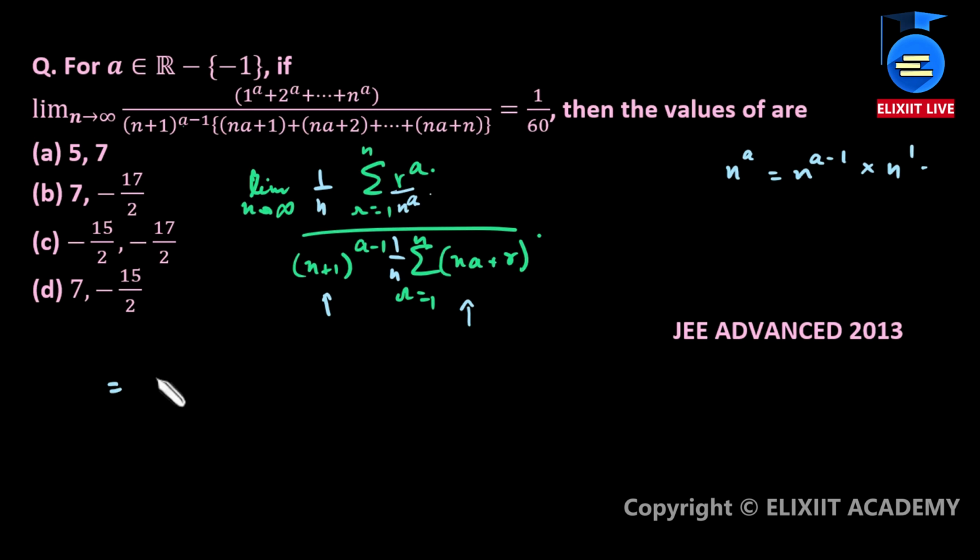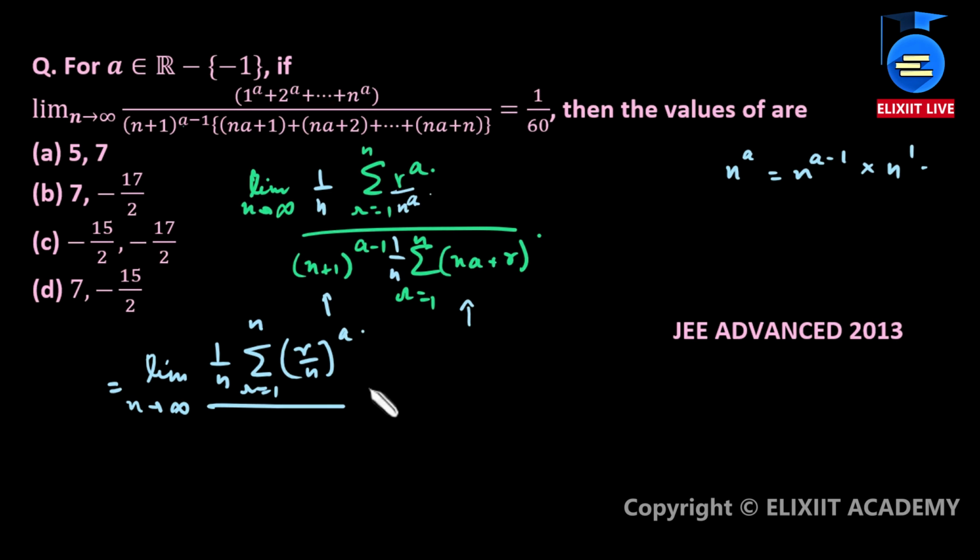So what happens over here? This turns out to be limit n tends to infinity 1 by n sigma r equals 1 to n, r by n whole to the power a. Divide this part by n to the power a minus 1. So this will turn out to be 1 plus 1 upon n whole to the power a minus 1. It is getting balanced over here, right? And 1 by n sigma r equals 1 to n, you divide by n to the power 1. So this will turn out to be a plus r by n. Now we distribute the limits over here. Limits are distributive.